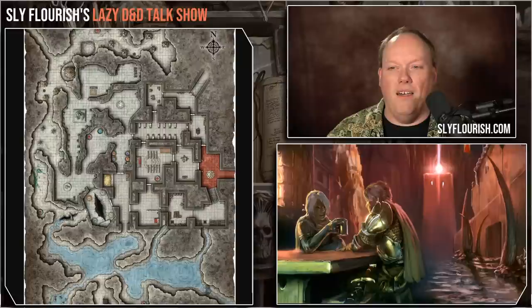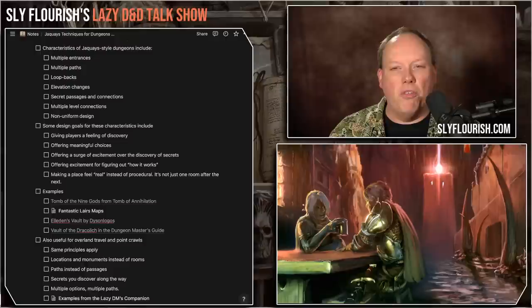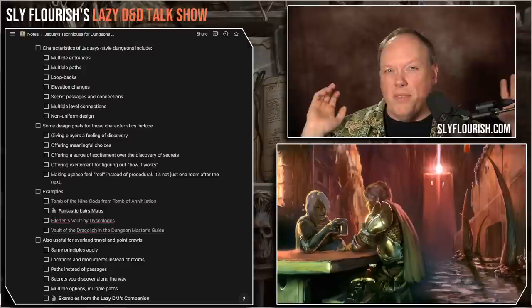This is another example that kind of encapsulates these principles for what a Jaquays style dungeon has. Looking back at those characteristics: multiple entrances, multiple paths, loopbacks, elevation changes, secret passages, multiple level connections if you have a multi-level dungeon, and a non-uniform design. All the maps that I showed kind of have those ideas. Not all of them have all of them. For example, elevation changes, sometimes they don't have them. Multiple entrances, sometimes you don't want it. So don't hang on too hard to all of these. But these are a lot of really good principles that I think we can apply.